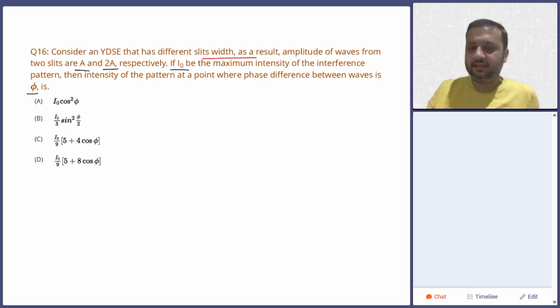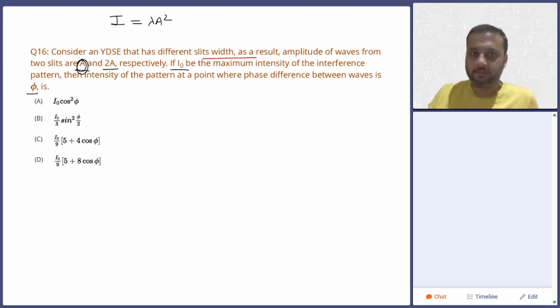Let us say the intensity of this slit is I. Now you know that intensity is proportional to the square of the amplitude, right? So let's say I is equal to some constant times A square, where I is the intensity of the first slit. So what will be the intensity of the second slit? Clearly it will be 4I. Why? Because the amplitude has been doubled.